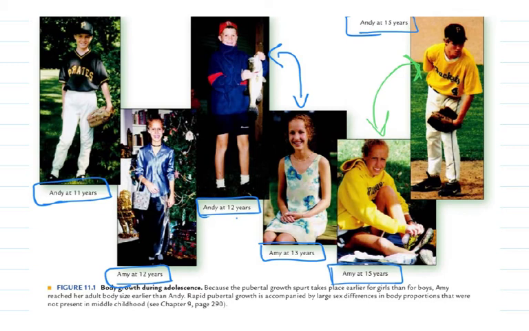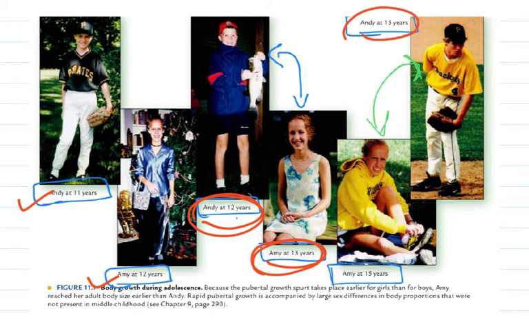And you can see it in this picture as well, that you compare Andy and Amy, right? If you look at Andy at 11 years and you look at Amy at 12 years, right? Is there a difference that you can see? I think you can see quite a bit of difference for Amy at 13 years and Andy at 12 years, right? Amy looks a lot more grown up than Andy. However, if you compare both of them again at 15 years, you'll see that that difference no longer exists, right? So because pubertal growth spurts are occurring for girls earlier than they are for boys, right? There will be these changes that you'll notice at different ages, right?